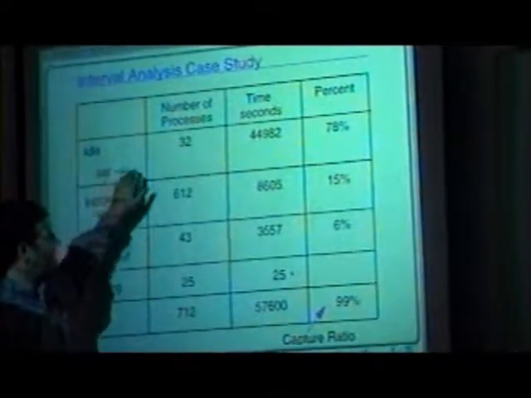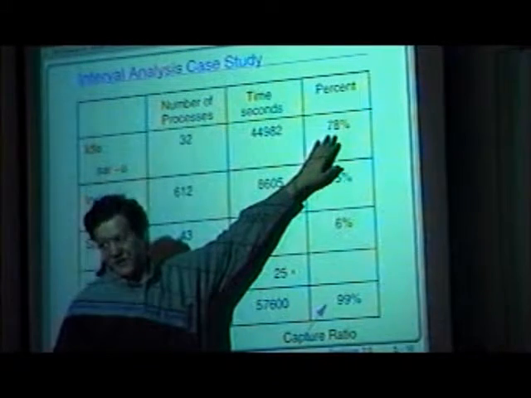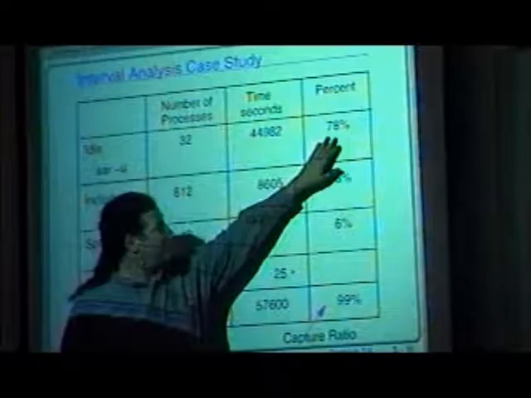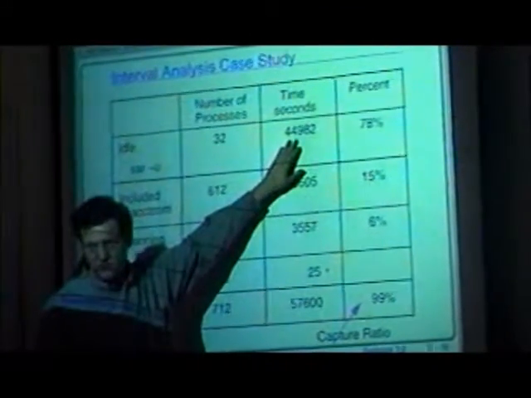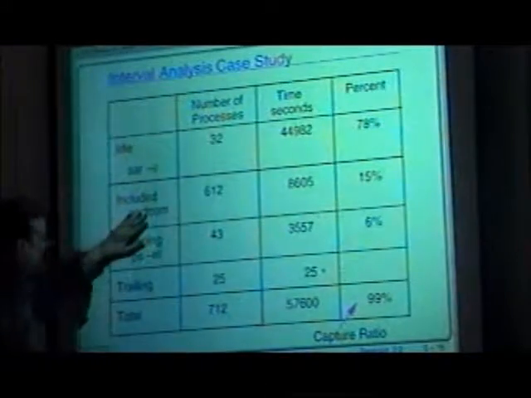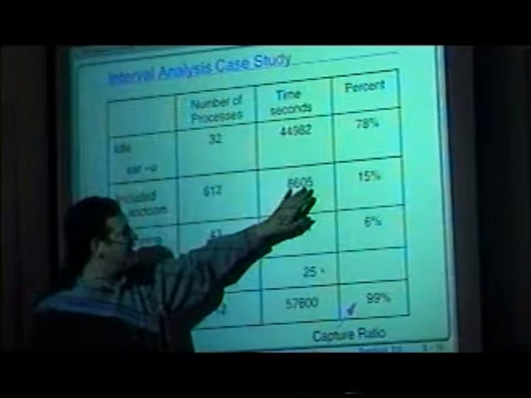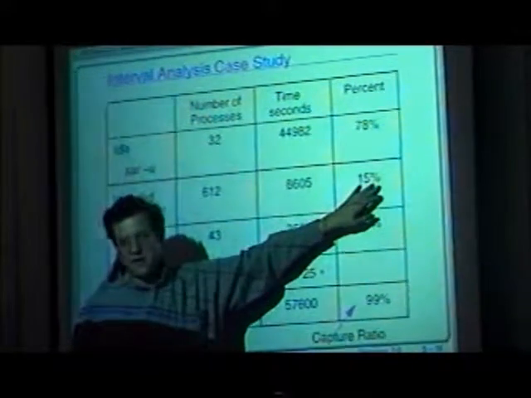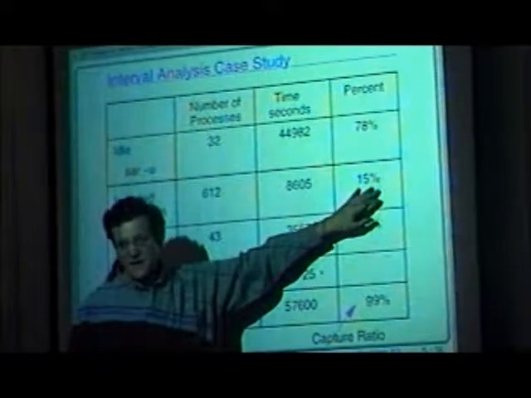Okay. So with SAR-U, I found out that I was 78% idle during that half hour. This was not a very good example. I would have preferred more work running. So 78% of 57,600 was 44,982 seconds. When I looked at ACCOM, I found 612 records there, added them up, and got 8,605 seconds, which was 15% of my capacity.